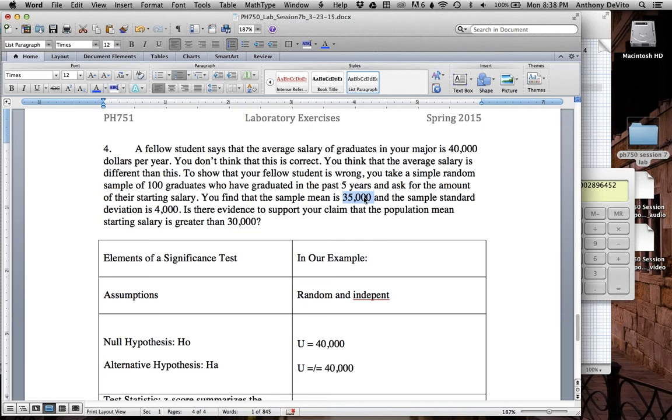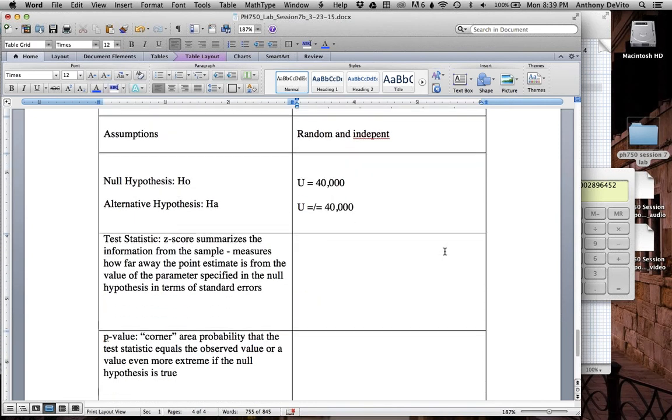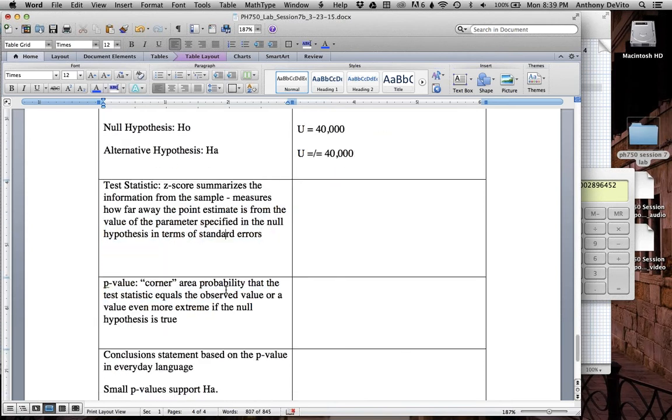Now you have to figure out whether or not your sample mean is different enough for you to say with 95% certainty that he's wrong, or with less than 5% chance of being wrong. Okay, so since it's a large sample, we can look at our z-score to give us an idea of whether or not this is true.